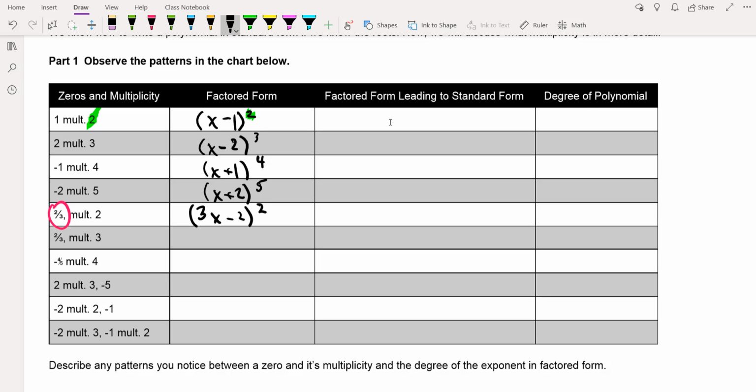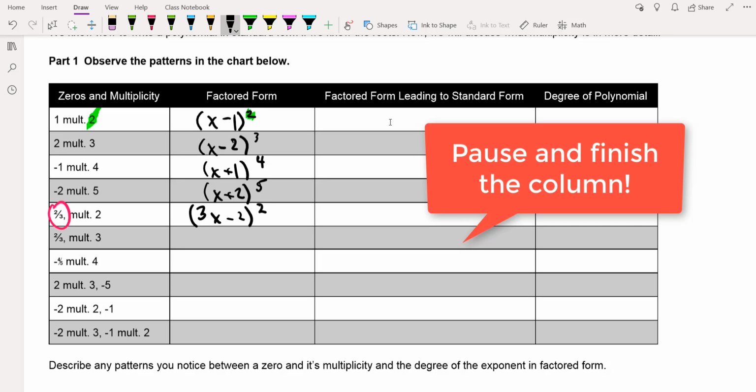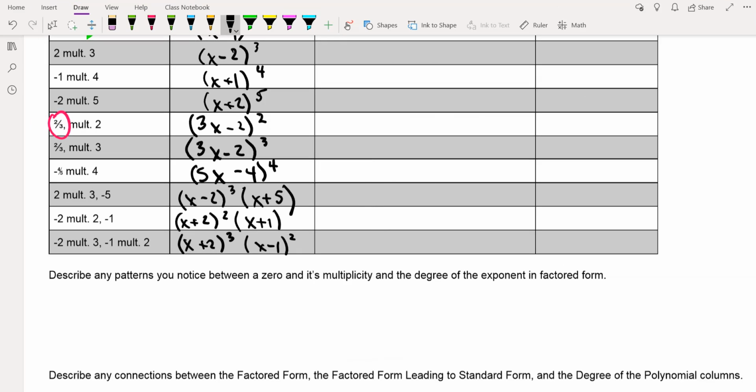I want you to take a moment to pause the video and fill out the rest of that column. Then come on back and check to see how you did. All right, rock stars, how did we do with that? Hopefully you got all the rest of those correct.